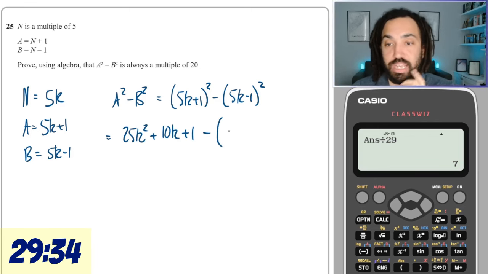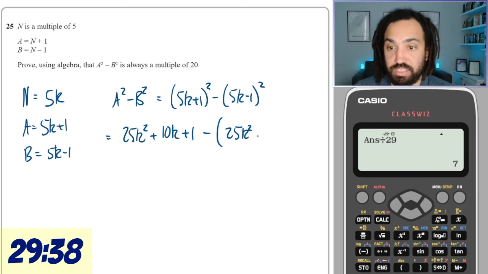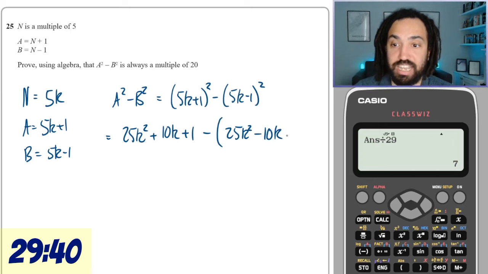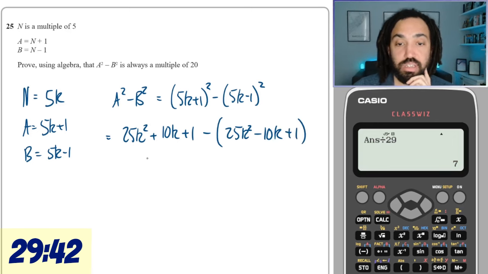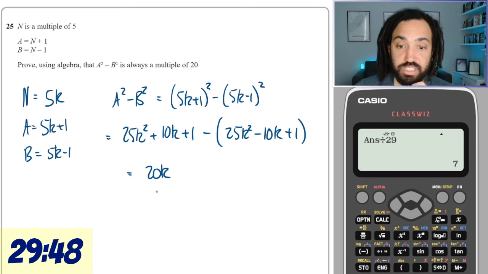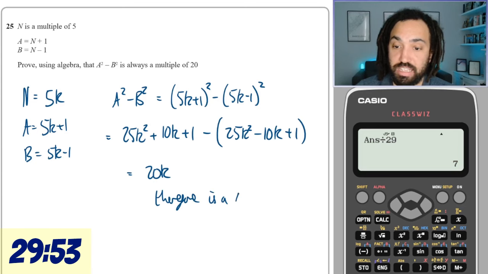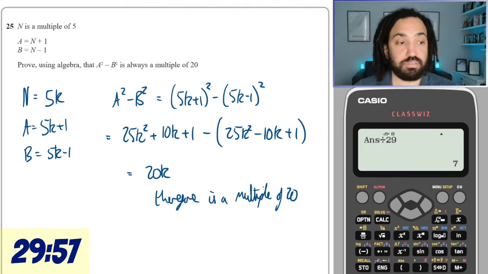And then I'm taking away, I always do this in brackets, I don't want to make a mistake with the negatives, but that's 25k squared minus 10k plus 1. So overall, we're going to get just 20k. So it equals 20k. And you could just say, I don't think you even need to say this, but therefore it is a multiple of 20.